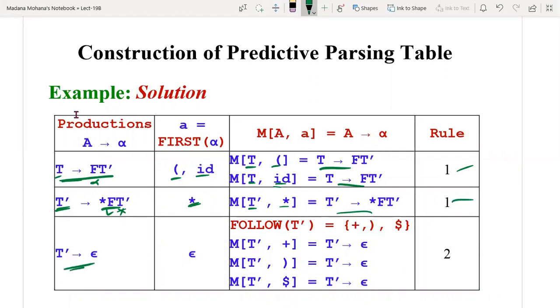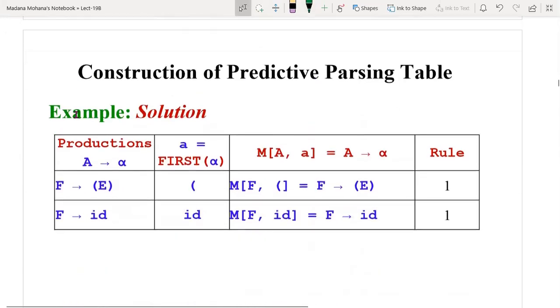Then again T dash contains null here. So therefore first of alpha is null. Then what you have to do is find out follow of T dash. Then follow of T dash equal to, as per the previous first and follow values, plus right parenthesis dollar. Now in these 3 column values with respect to T dash as the row value: T dash and plus, the first follow value; then T dash and right parenthesis, the second follow value; then T dash on dollar, the third follow value. In all these 3 entries you can add the same production, that is T dash derives null. So T dash derives null is added to these 3 entries. This is according to rule 2.